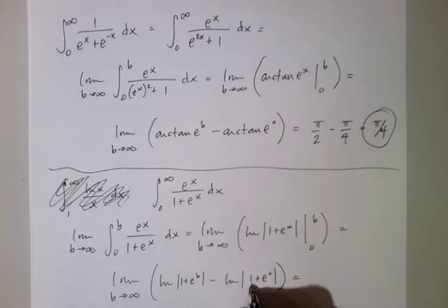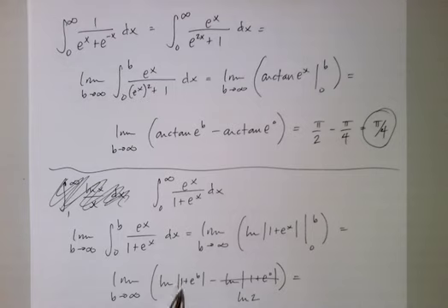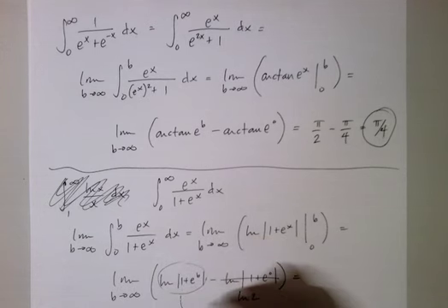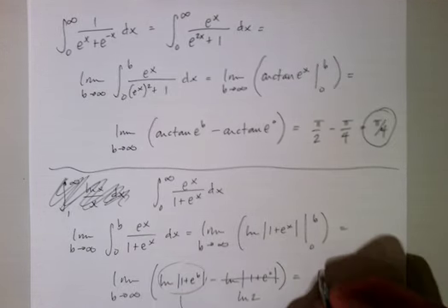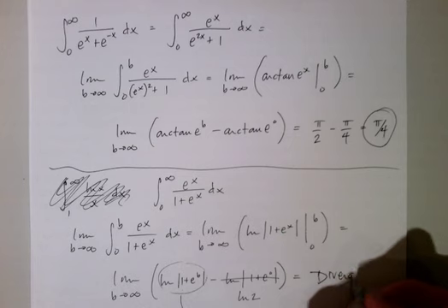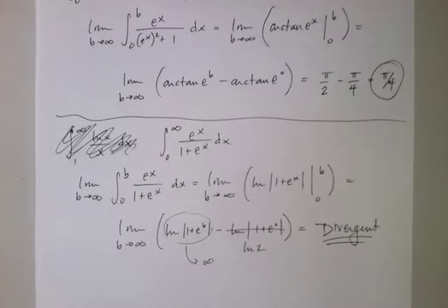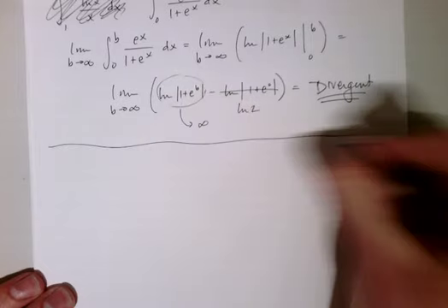Well, this right here is just natural log 2. The question is, what happens here? Well, natural log is an increasing function. So this, as slow as it actually gets there, actually goes to infinity. So this does not have a finite area. It is divergent.